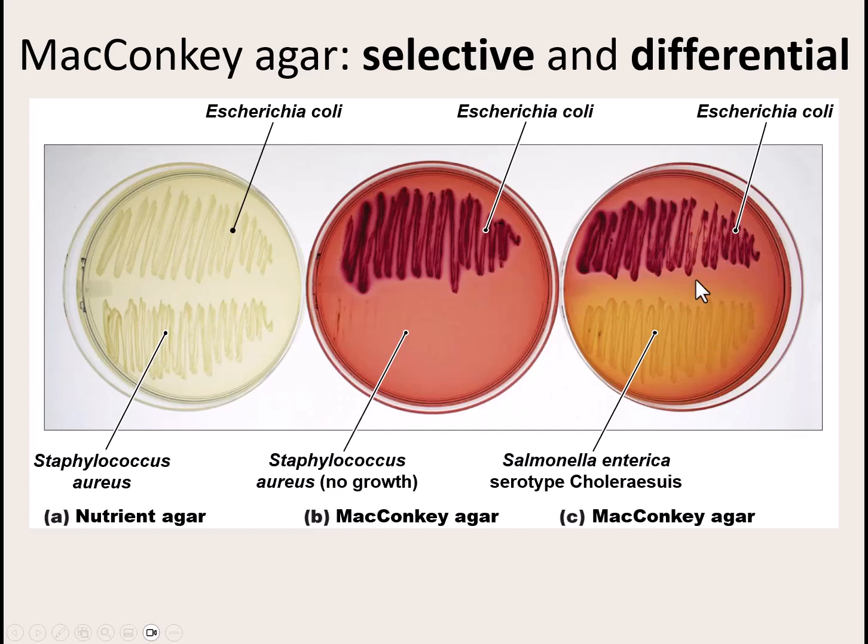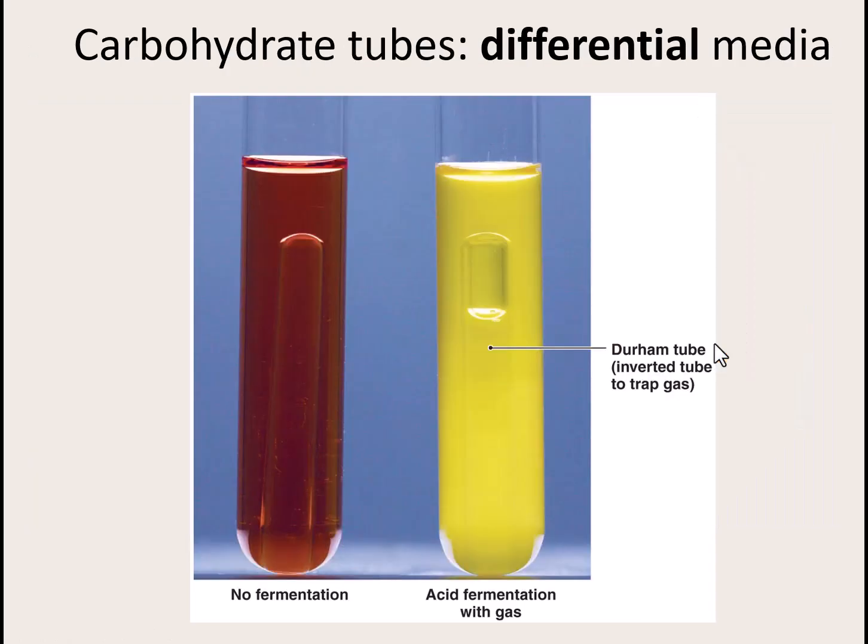Sometimes differential media is not just on plates. We have some tubes as well where we give it some substrate, usually a sugar, and we can look to see if we've got color changes or not, or even if it produces gas when it breaks down that substrate.